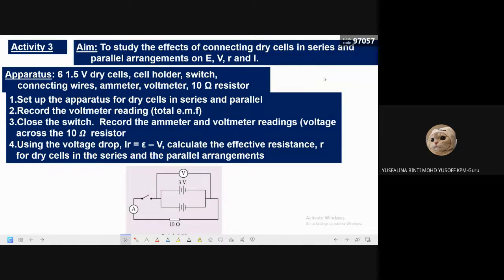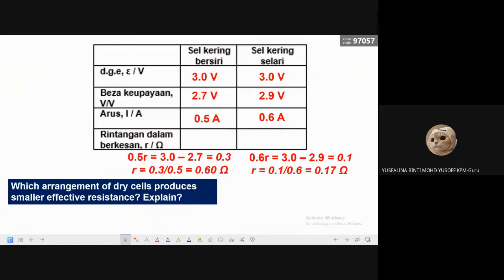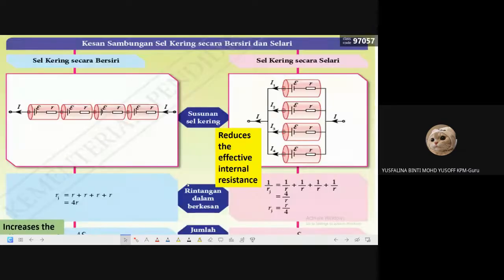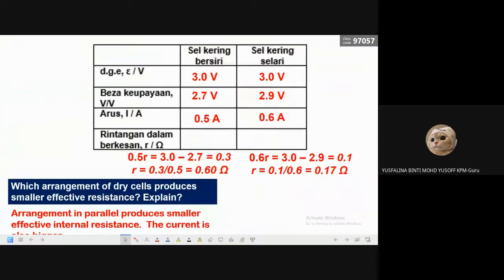Okay, so let's say I have a battery here, and I put it in parallel to each other, and the other one is in series. So we compare. For the E, of course, it must be the same, right? For the voltage, if the EMF is 3 volts, this one also should be 3 volts. Then if you see here, when you put it in series, the voltage drop is 2.7. But if you put the dry cells in parallel, it becomes 2.9.